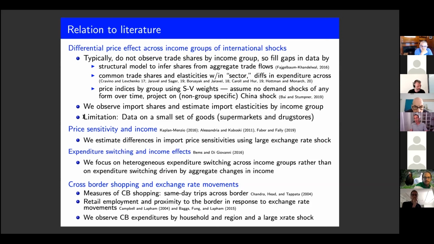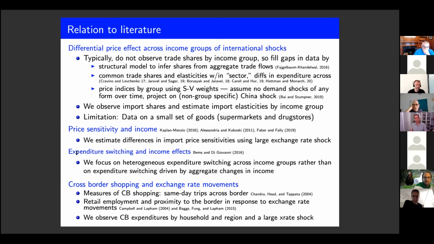Now the limitation of our analysis is that our data is on a small set of goods, supermarkets and drugstores. Now, there's also a literature on trying to think of why price sensitivity might vary for different income groups. George worked on this for a while. So we're going to provide some empirical estimates of differential import elasticities by income group.